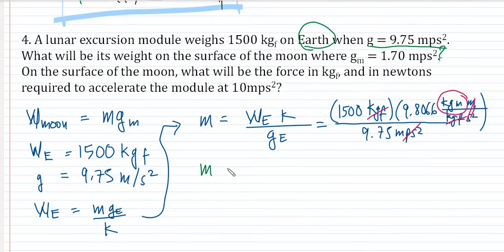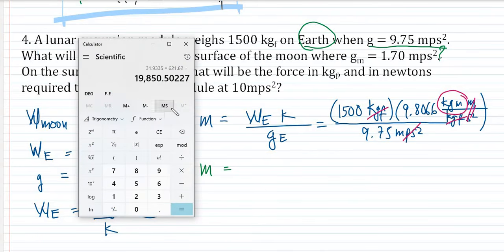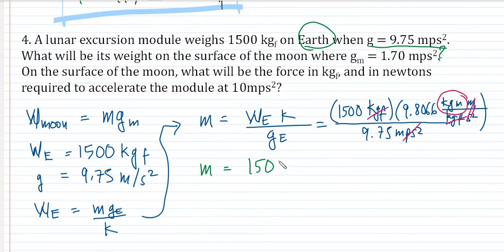So the mass of our LEM is equal to, let's get our calculator. We have 1,500 times 9.8066 divided by 9.75. So the answer is 1,508.71 kilogram mass. This same mass will be the mass of our LEM at the moon.